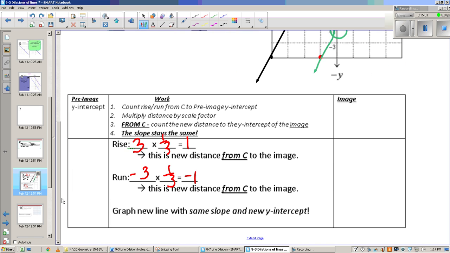Okay, so we're going to graph the new line. Now, one of the things that we can do, so how do we do this? There's two methods, right? The first method is by actually graphing the line. So we're going to graph the line.